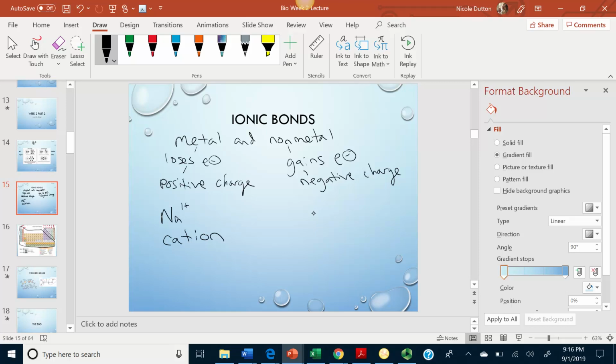We have the nonmetal, which becomes negative. So for example, if we had chlorine, and chlorine gained 1 electron, it would become negative by 1, which we put 1 negative. And now we call it a chloride ion. This is the anion.